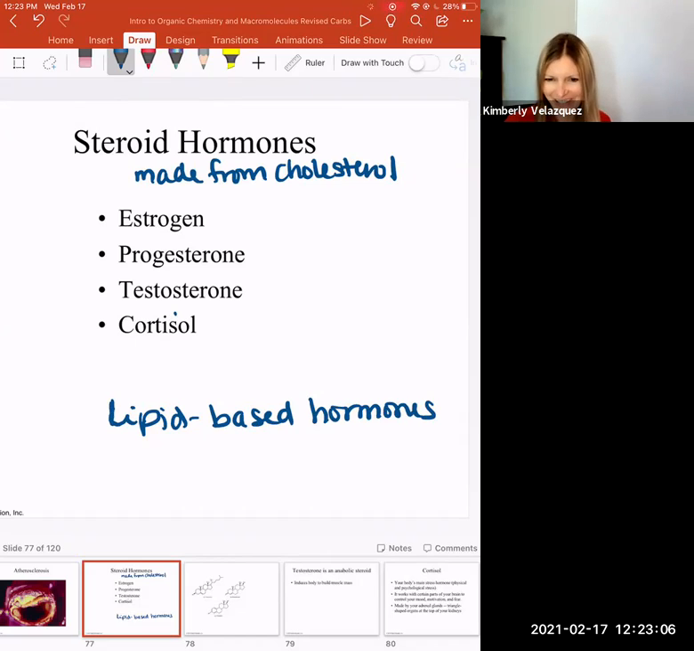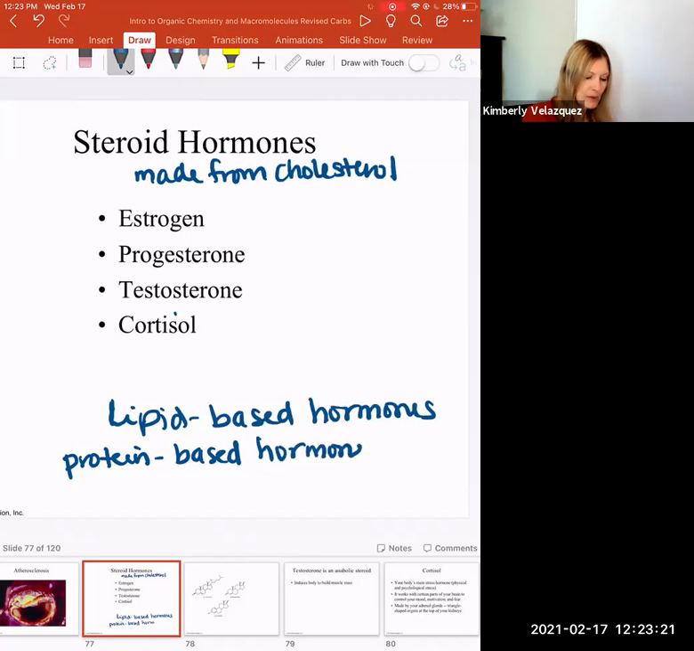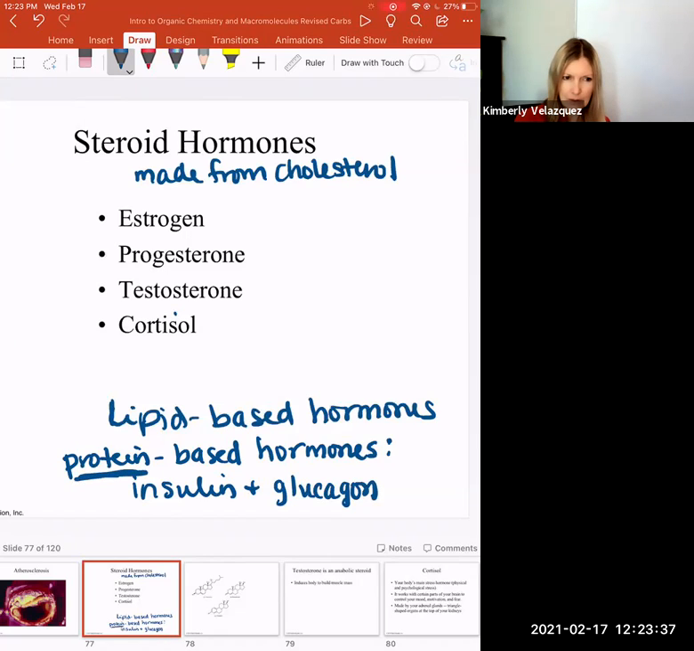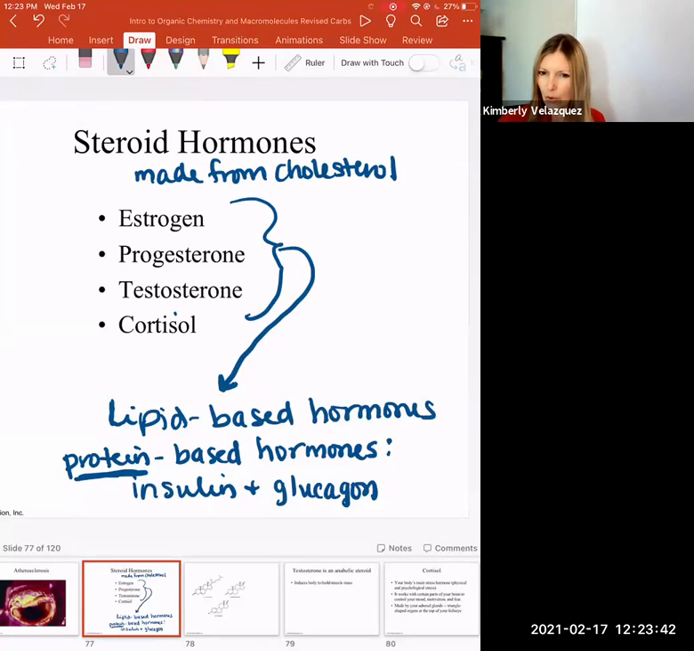Why am I telling you this? This is important because we also have hormones that are protein-based. Okay, so hormones can be proteins or they can be lipids. And the protein-based hormones that we've already talked about, two opposing hormones that regulate our blood glucose levels, insulin and glucagon, are hormones, but they're made from protein. All of these hormones, these are lipid-based. They're made from lipids.